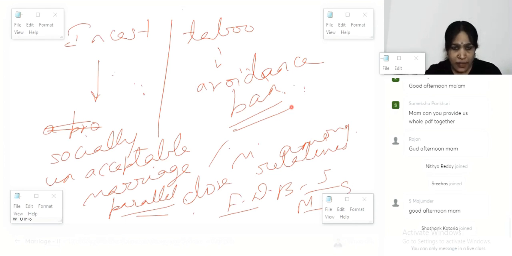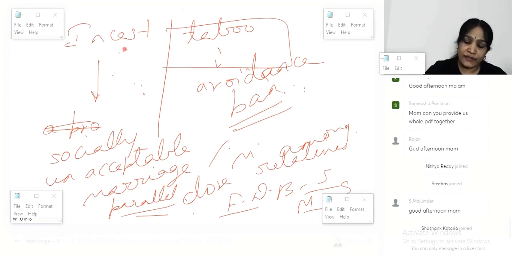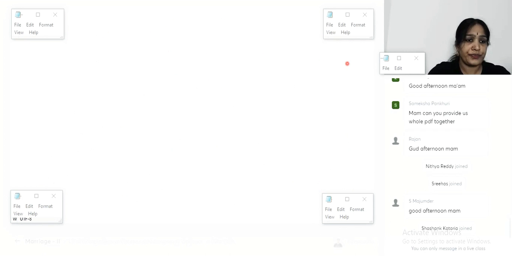Because it is an unwanted relation, avoid it. That is called incest taboo. But you have to understand that taboo is not always associated with marriage. Taboo need not be linked always with incest. We can have taboo of food, taboo of time, taboo of touch. Is it clear? Okay, all these are taboo. Taboo means avoidance.